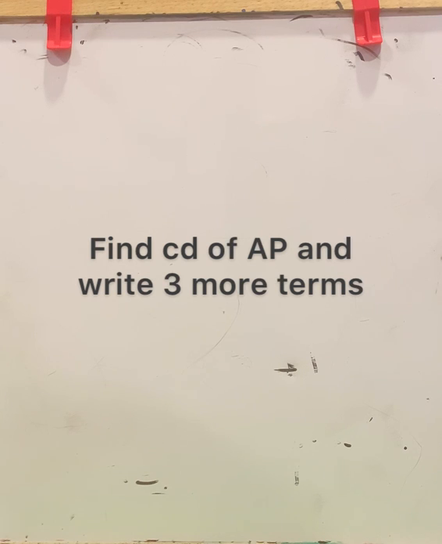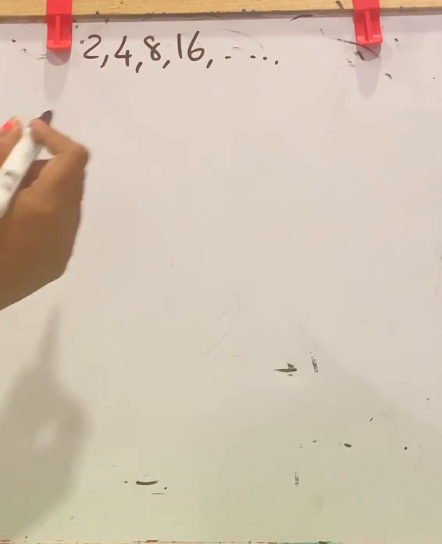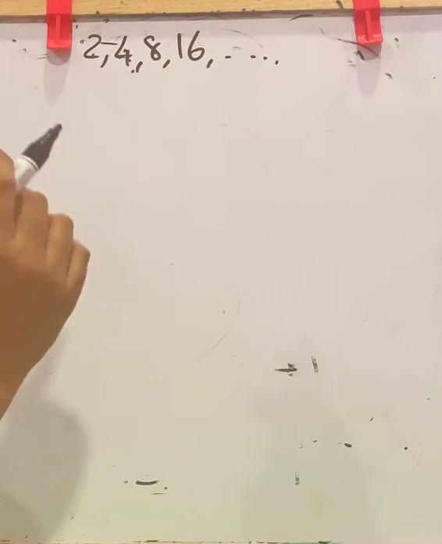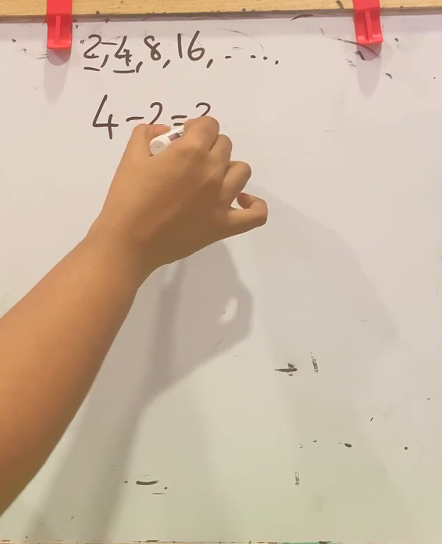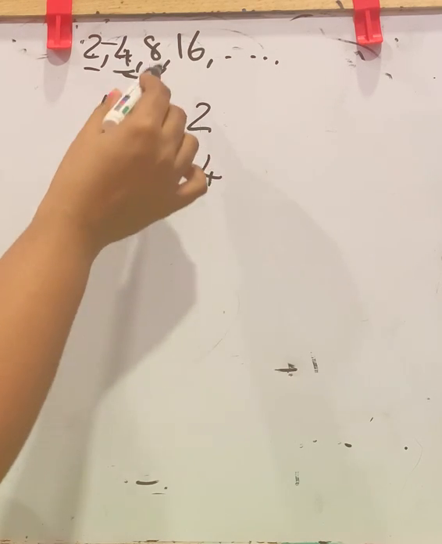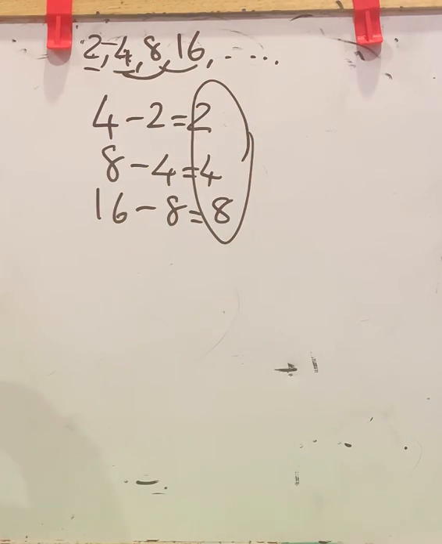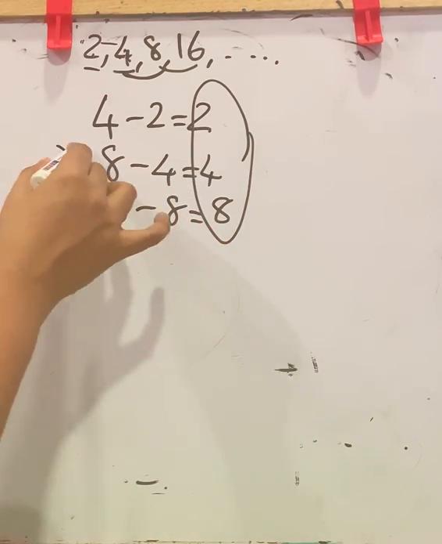Next question, which of the following are APs? If they form an AP, find the common difference D and write three more terms. So first question, 2, 4, 8, 16. First, you have to check whether this is an AP or not. For that, you have to consider two terms. This is the succeeding and this is the preceding term. You will subtract it, that is, find the difference. It is 2. Now, consider these two terms. In that, 8 minus 4 equal to 4. Now, here, 16 minus 8 equal to 8. It is not a common difference. These are all differences, but you can't say it is a common difference. All are different. So this is not an AP.